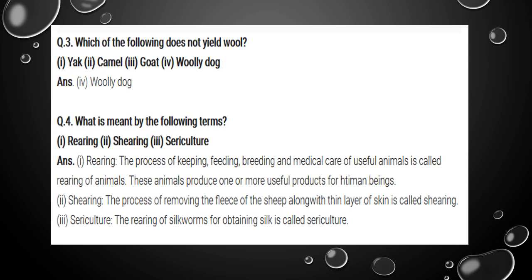Number 2. Shearing. The process of removing the fleece of the sheep along with a thin layer of skin is called shearing. Number 3. Sericulture. The rearing of silkworms for obtaining silk is called sericulture. These questions can be asked for. Give the scientific term also. Let's go to the next question.